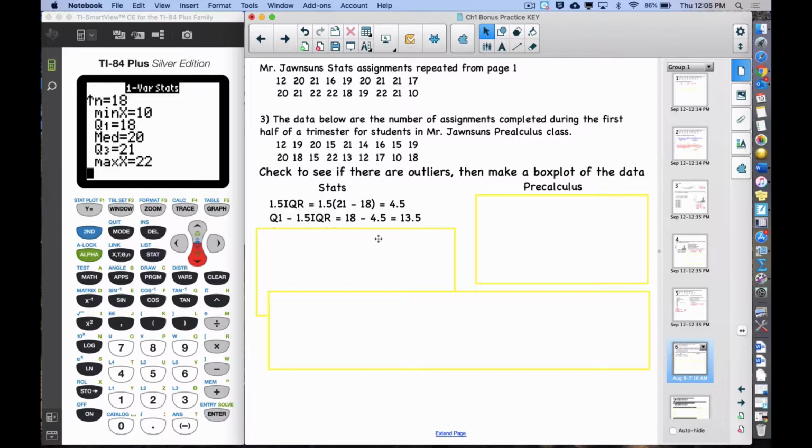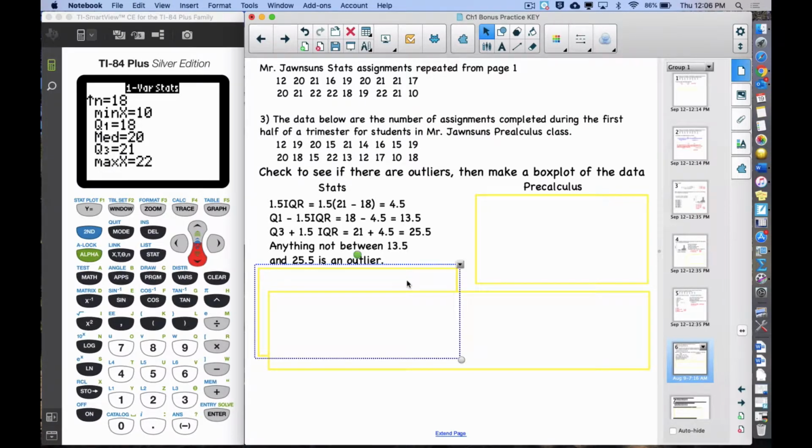So Q1 is 18 minus that 4.5. That's going to give me my lower fence, or my lower boundary. Then I also want to do Q3 plus 1.5 IQR. And the important thing is, yes, these two numbers are important, but you need to explain why. So anything not between 13.5 and 25.5 is an outlier. And then because of that, now I can look at my data and say, oh, okay, well then 10 and 12 are outliers. There's nothing higher than 25.5 in this list, but 10 and 12 are both below 13.5.